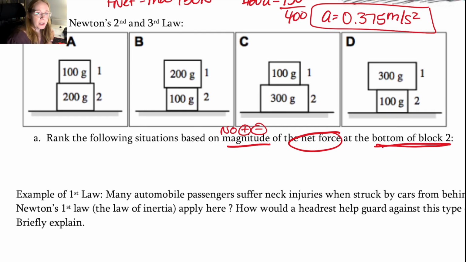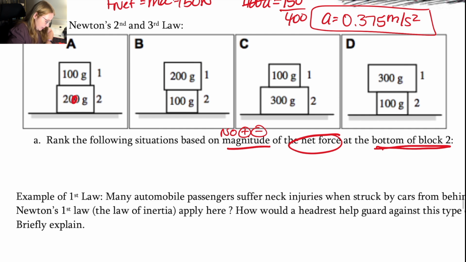So we really want to do a free body diagram on just object 2. Now you could go through it and do the free body diagram. Like in A, you would have the force of gravity of 200, but also this force of gravity of 100. Both of them should be acting down, and it experiences both gravities since they're stacked on top of each other.